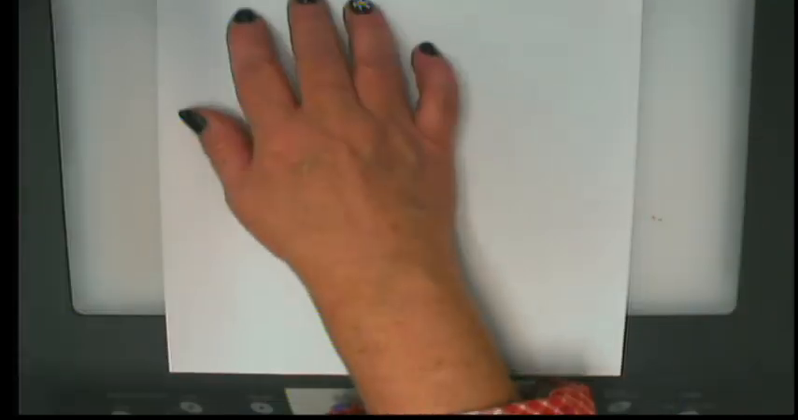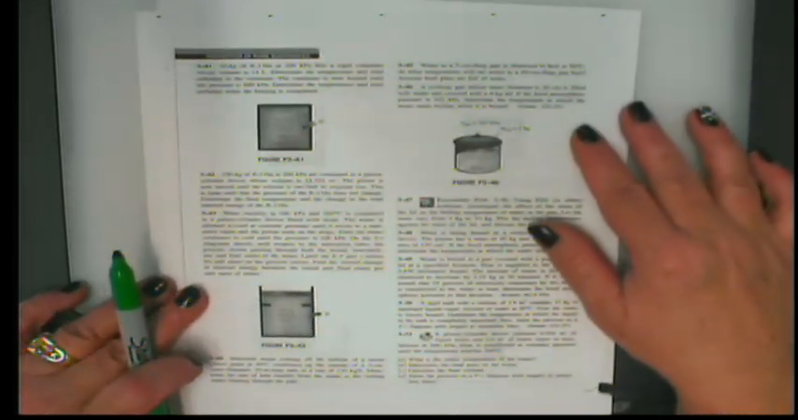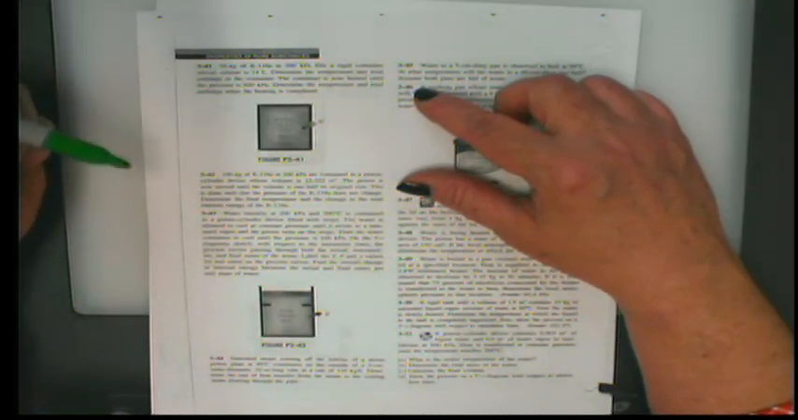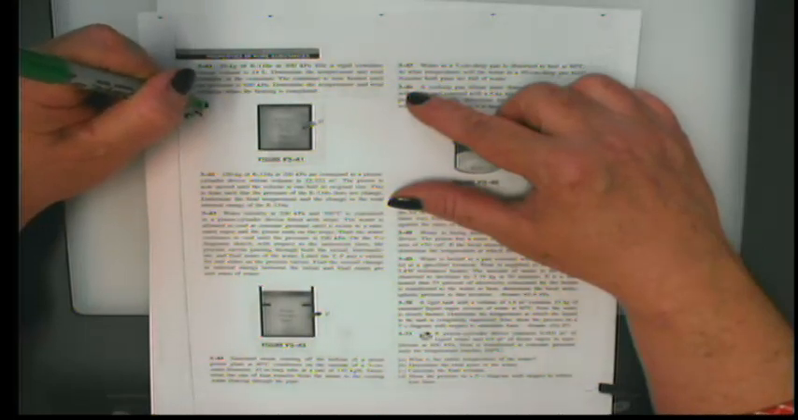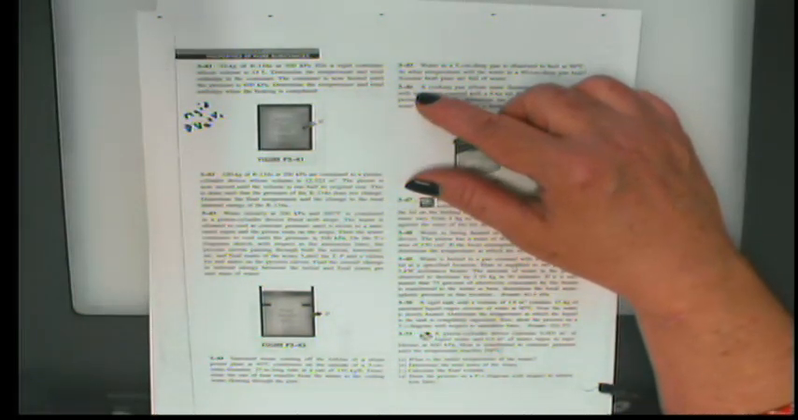Okay? Let's look at problem 3-41 in your textbook on page 154. We have 10 kilograms of R134A at 300 kPa, and it fills a rigid container with a volume of 14 liters. First thing is, rigid container means the volume at time 2 is equal to the volume at time 1. If it's rigid, the volume is not going to change.